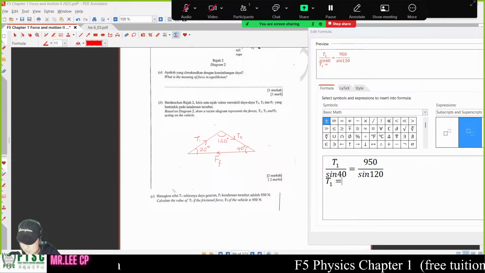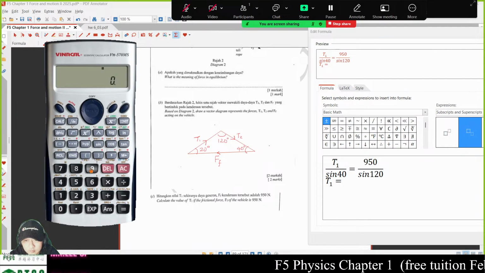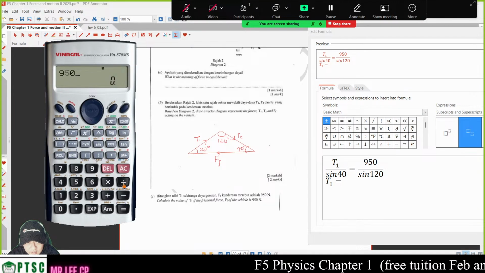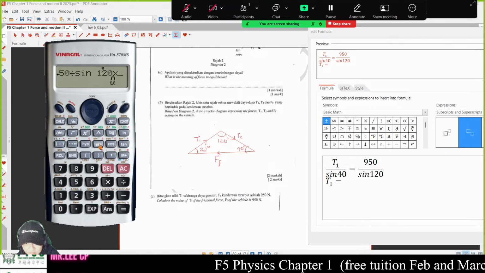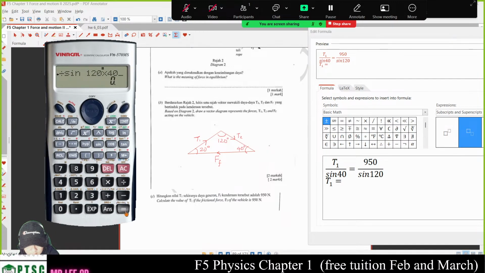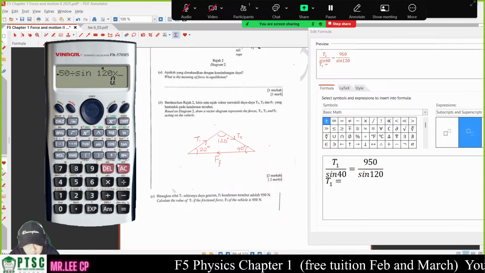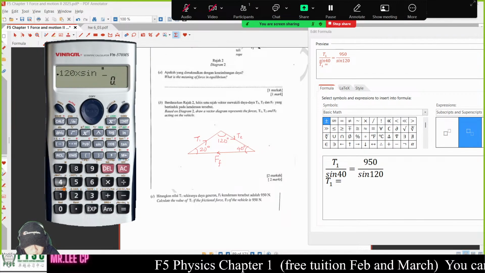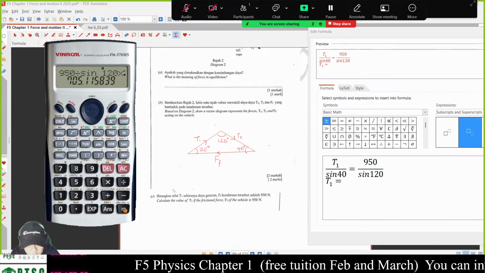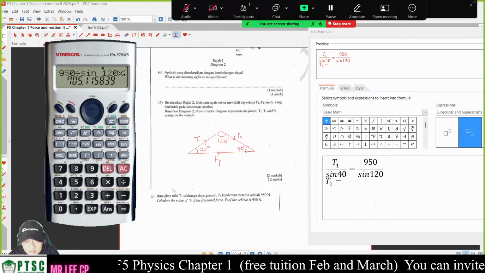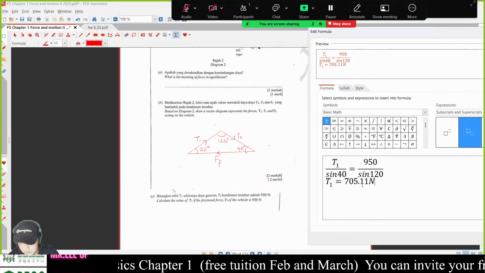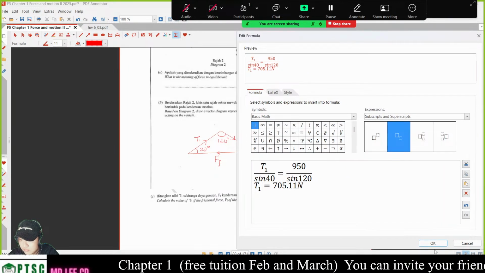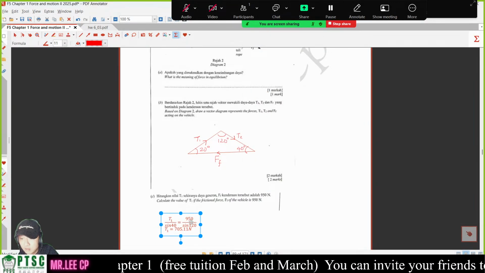$950 divided by sine 120 times sine 40. So how much will you get? 705.11, unit Newton.